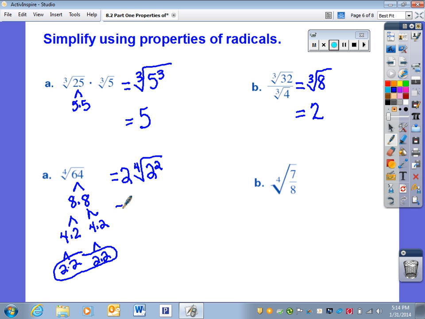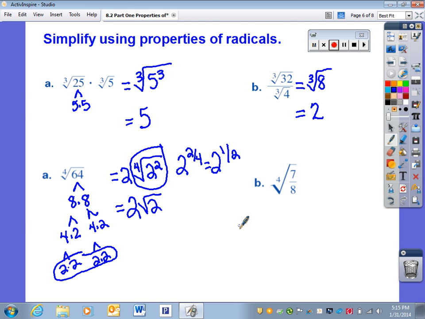So we can simplify that by using our rational exponents. So this actually would be 2 to the 2 over 4 power, which is actually 2 to the 1/2 power. And if that's 2 to the 1/2 power, we can rewrite that as simply the square root of 2. So our final answer would be 2 square roots of 2.